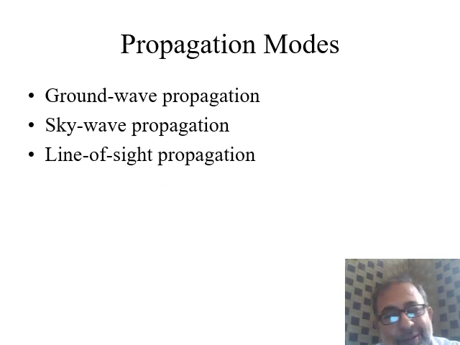Now let's see what are different propagation modes. Historically, many different frequency waves have been used, and each one has separate behavior. For example, we have three basic types. Number one is the ground wave propagation, number two is the sky wave propagation, and number three is line of sight propagation.